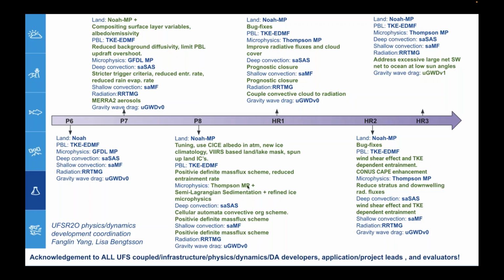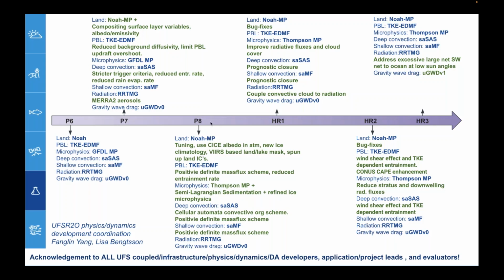In prototype 8, the biggest update is probably switching from the GFDL cloud microphysics to Thompson microphysics, and at the time also including some refinements to this Thompson microphysics scheme. We also included the cellular automata convective organization scheme and additional updates through really all the components of the model.